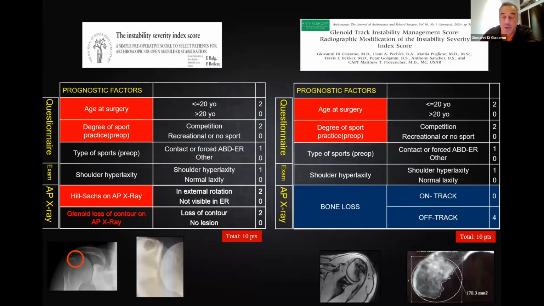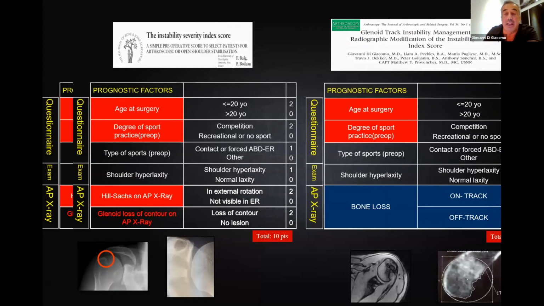We try to improve, and this was published just last month in Arthroscopy. Me and Matt Provencher, we try to improve the study of the bone loss, not with the X-ray, but with the CT scan. And we introduce a new score that is the GTM score. You can find this paper in Arthroscopy, the month of January. And we use the same score, the same risk factors of Pascal Boileau, but we try to improve the study of the bone loss through the CT scan, introducing in this score the glenoid track concept.